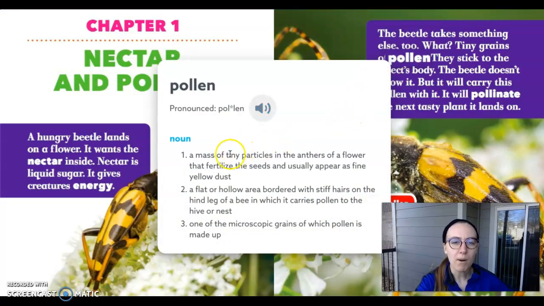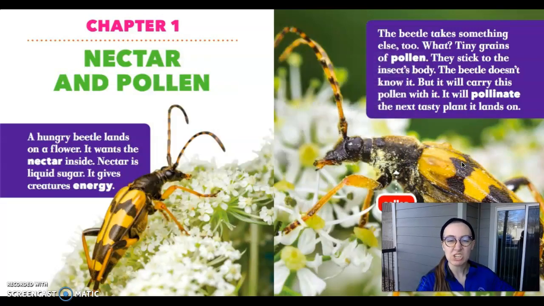Pollen is tiny particles in part of a flower that will fertilize the seeds. And they usually appear as yellow dust.